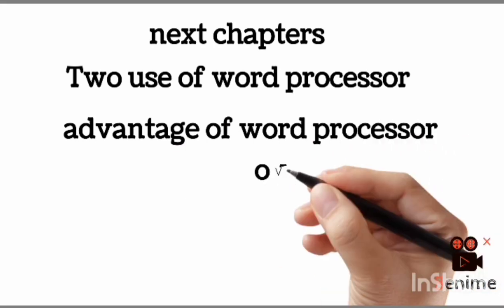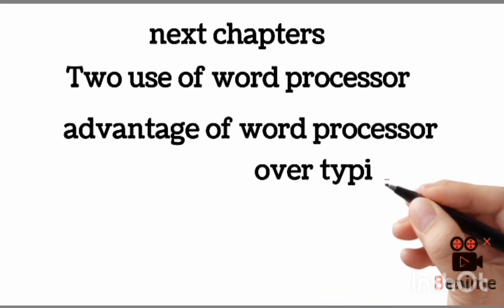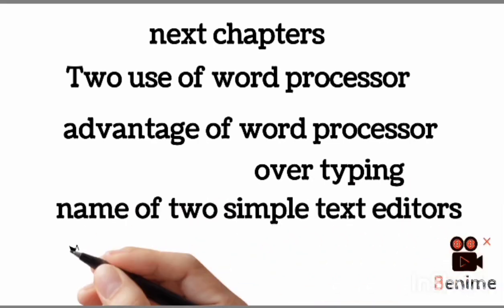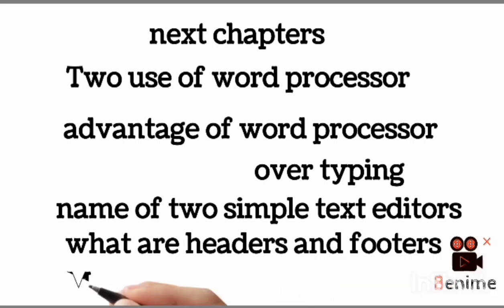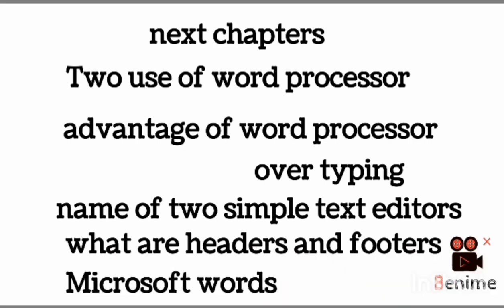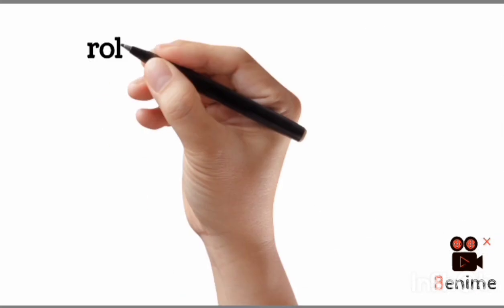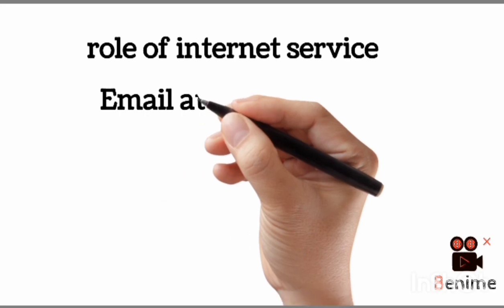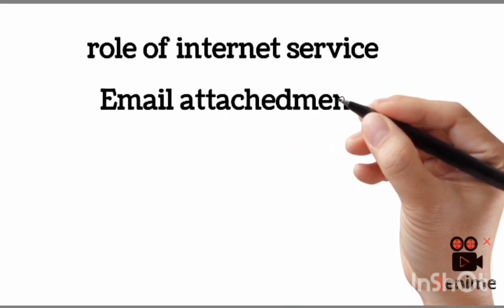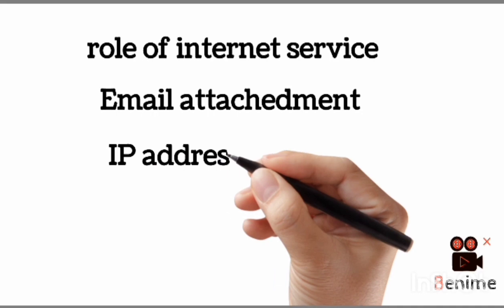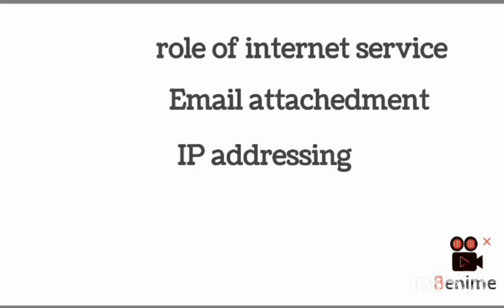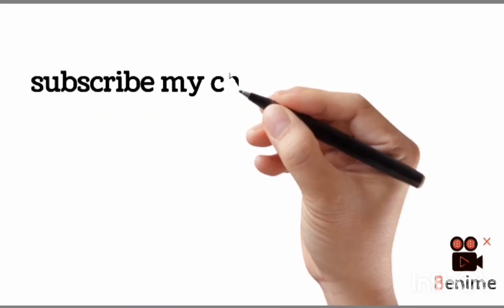Next chapters 8, 9, 10. Two uses of word processor. Advantage of word processor. Overtyping. Names of two simple text editors. What are headers and footers in Microsoft Word? Role of internet services. Email attachment. IP addressing.